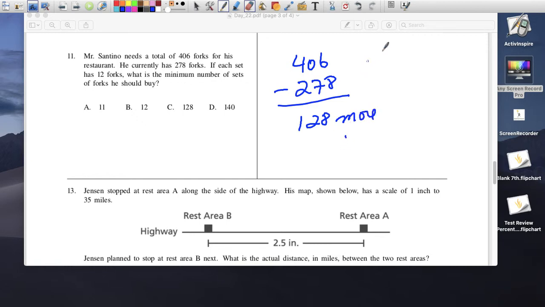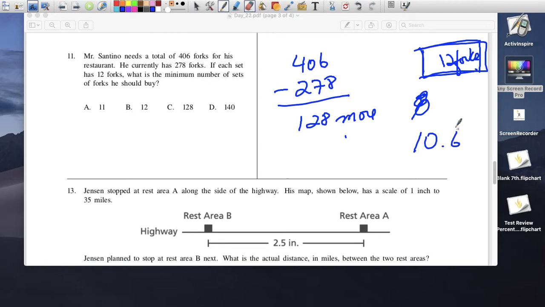So he's going to go shopping, and each box has 12 forks. What's the minimum number of sets of forks he should buy? Well, he needs 128. Every box comes with 12 forks, so I'm going to divide 128 by 12. So he's going to need 10. If he buys 10 boxes, think about that.